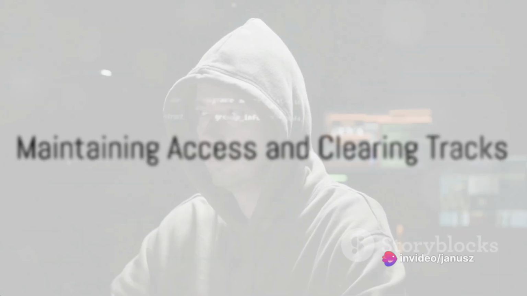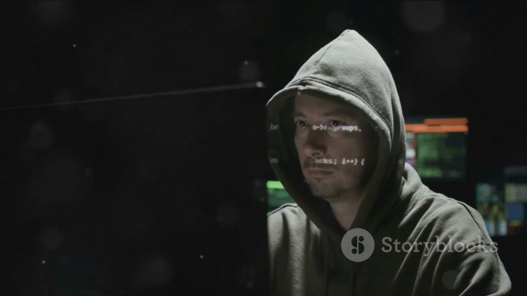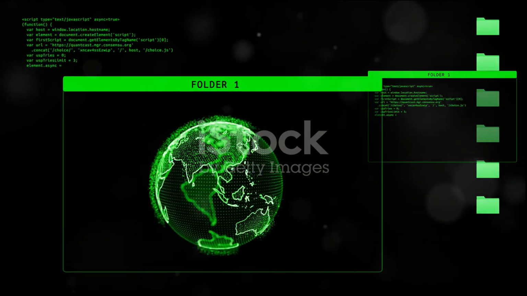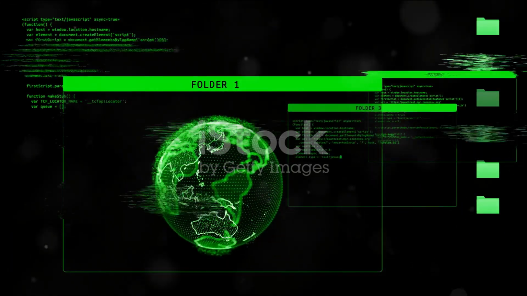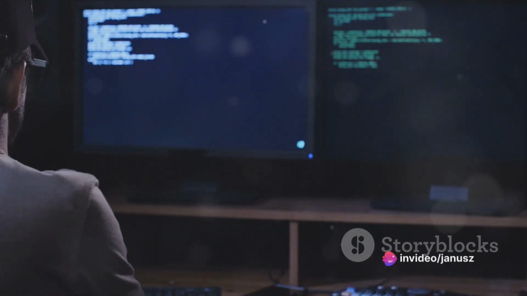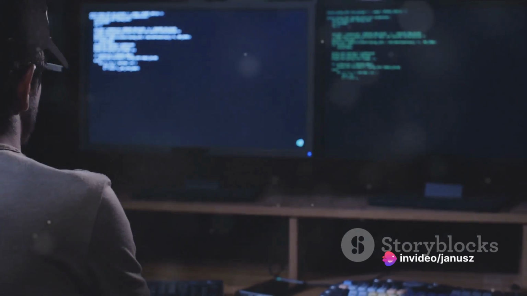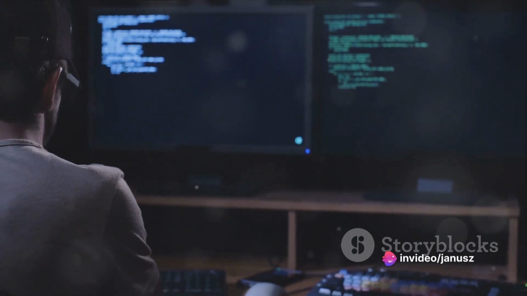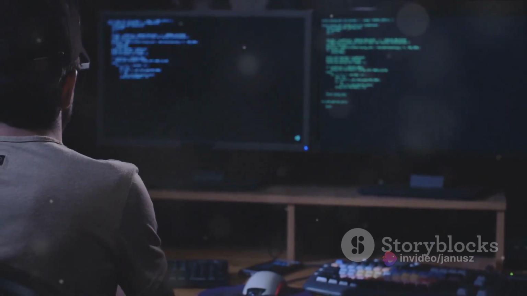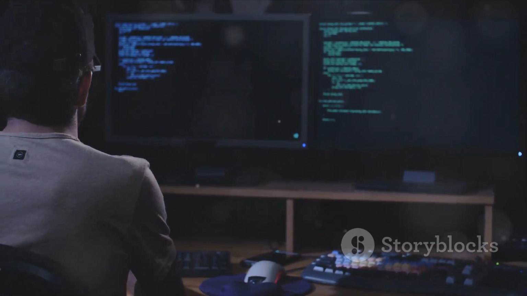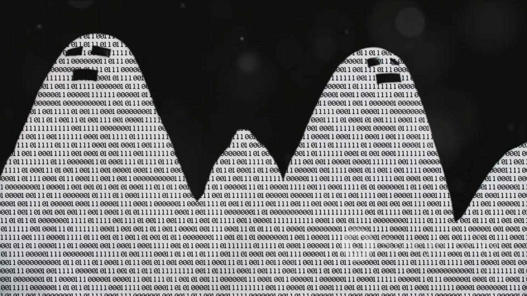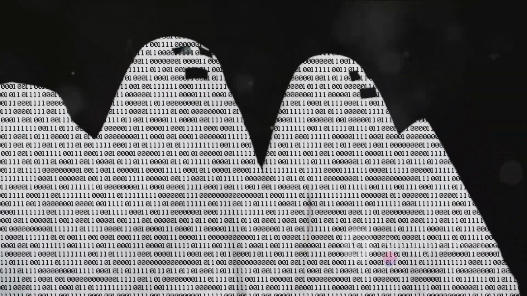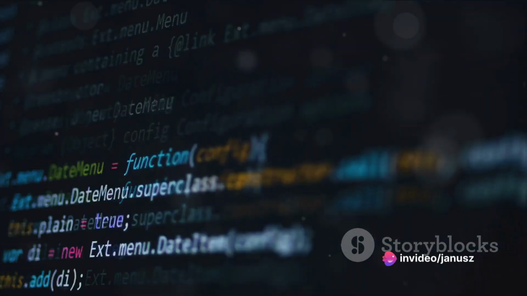The final step is maintaining access and clearing tracks. This is a pivotal phase in detection avoidance. Maintaining access is crucial as it allows for future exploitation. This can be achieved by installing rootkits or Trojans, which provide a backdoor into the system. But it's not just about gaining access, it's about keeping it. You want to be the ghost in the machine, invisible and undetectable. This is where clearing tracks comes into play.